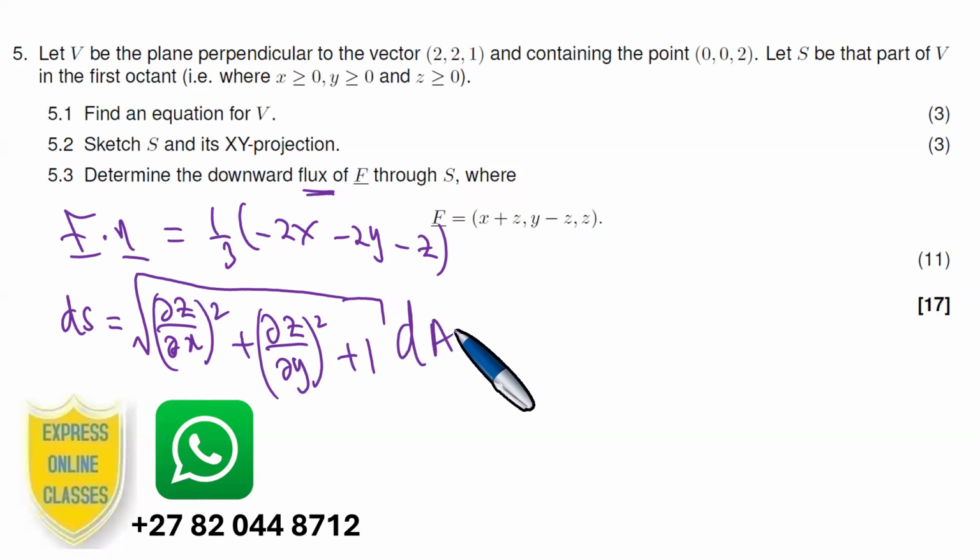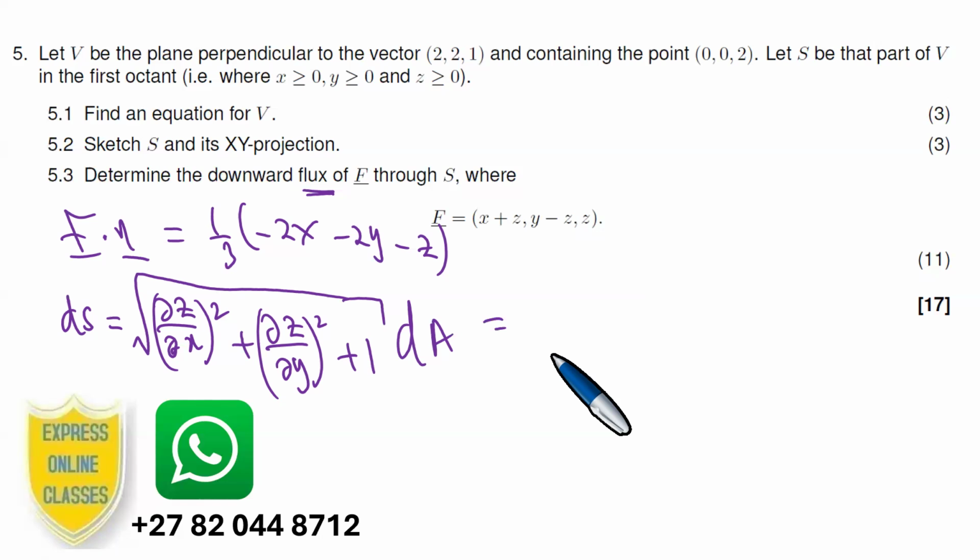So we continue. Right. So now at this point, this is the formula we use for the flux. But now we find the dS as it is there in the study guide. But we need to find our dz/dx. And the dz/dx becomes exactly the following, right?